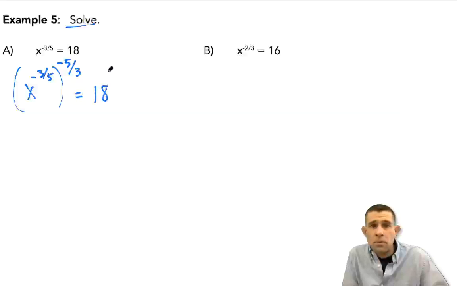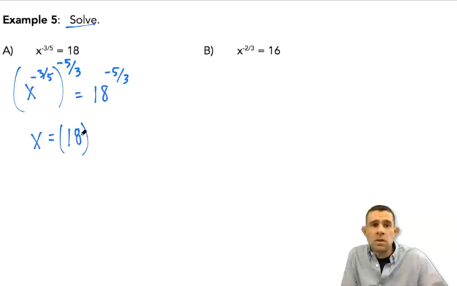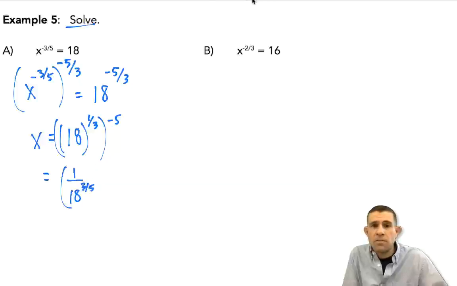And again, in algebra, what you do to one side, you have to do to the other side. So I'm going to take 18 and raise it to the negative 5/3. This leaves me with x to the first power is equal to the cube root of 18, raised to the negative 5th power. Let's try this again here. I got to erase that. So this is going to be 18 to the negative 5/3 power.